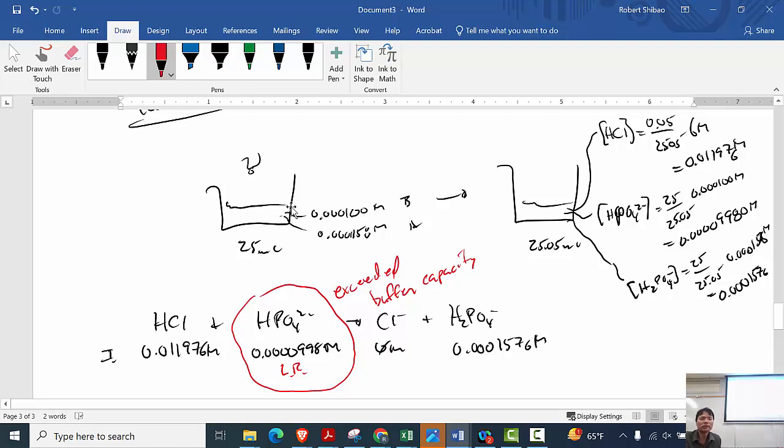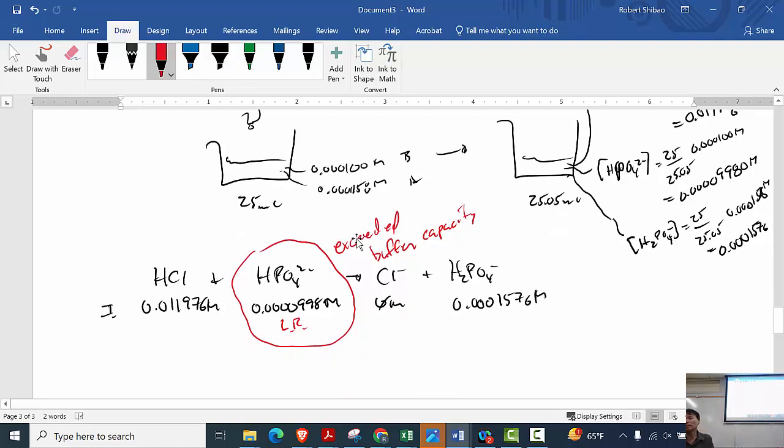If we don't have enough buffer to neutralize it, or the capacity can be exceeded too if there's a more dramatic change in the ratio as well. But in this case, the limiting reagent is going to be completely consumed. So the change should be complete. And let's take a look at what we have at the end.